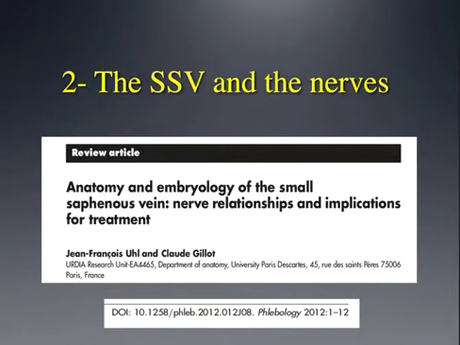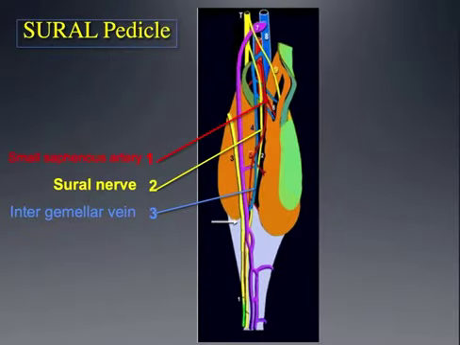Second chapter, the small saphenous vein and the nerves. And you can see a paper written in 2012. The most important point to know is the sural pedicle. What is the sural pedicle? The sural pedicle is made of three elements.